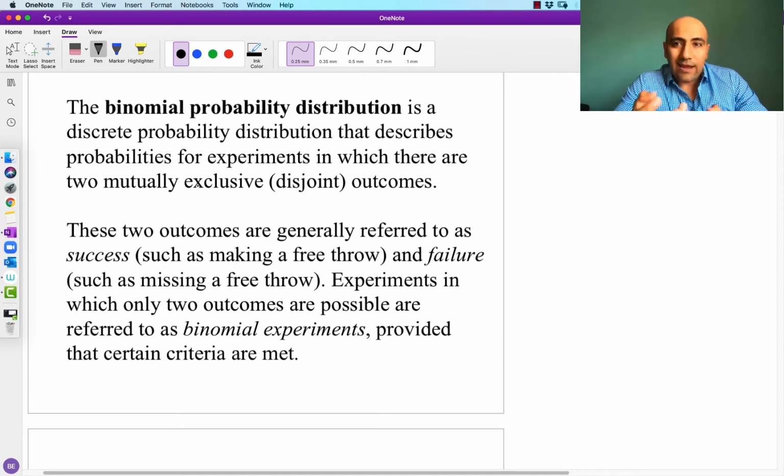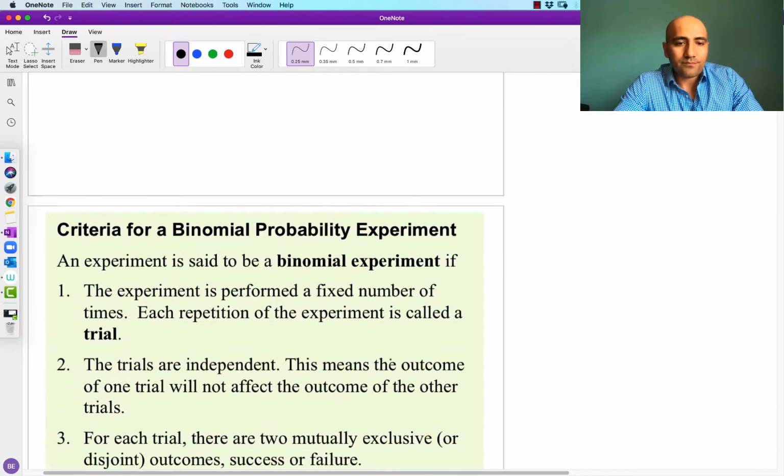Okay, so in our language, we like to refer to one of them as success and one of them as failure. Success is usually the thing we're looking for and tracking. So if we're flipping coins and counting how many times you get a tails, we'll call tails a success because that's what we're looking for. But if you're shooting a free throw, it makes sense that making it is a success, and that's usually what you're looking for.